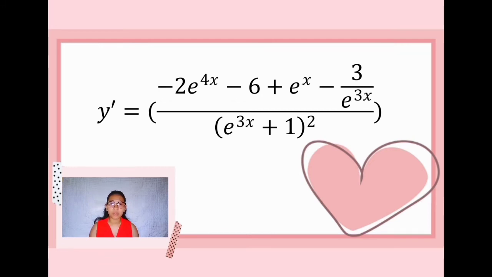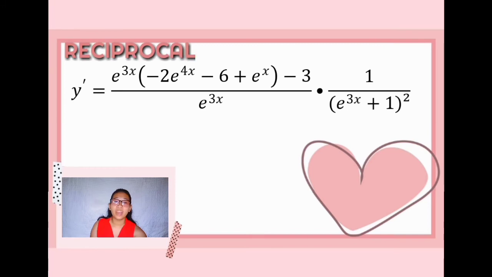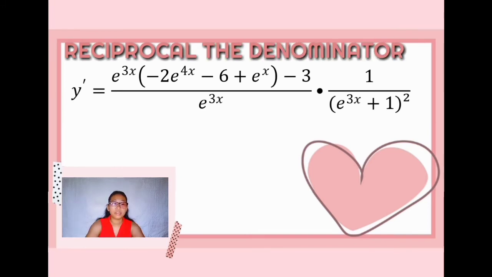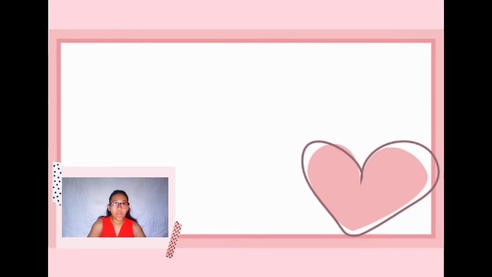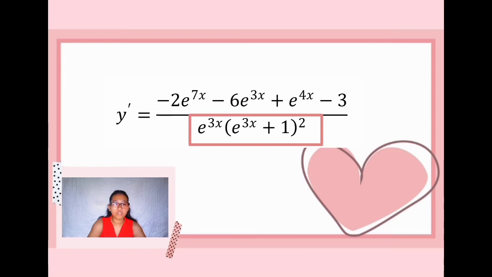We put e raised to the power of negative 3x to the denominator to make the power positive, and all over e raised to the power of 3x plus 1 squared. And now we will reciprocal the denominators. Now we have e raised to the power of 3x times negative 2 e raised to the power of 4x minus 6 plus e raised to the power of x, and its product will be negative 2 e raised to the power of 7x minus 6 raised to the power of 3x plus e raised to the power of 4x minus 3. And the denominator will be e raised to the power of 3x times e raised to the power of 3x plus 1 squared.